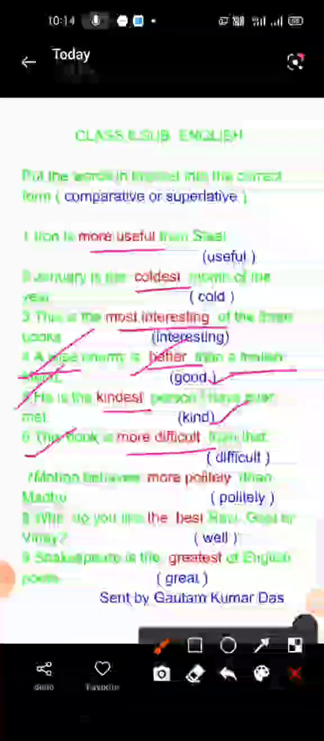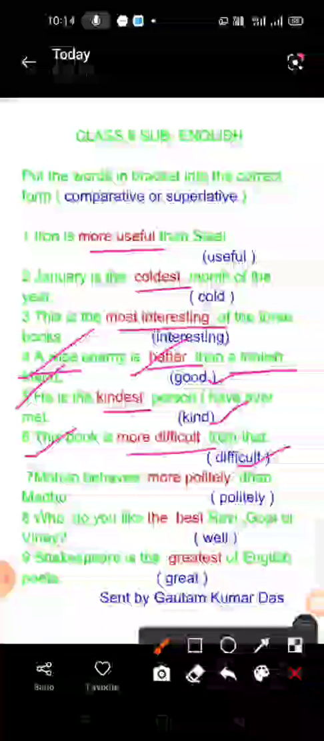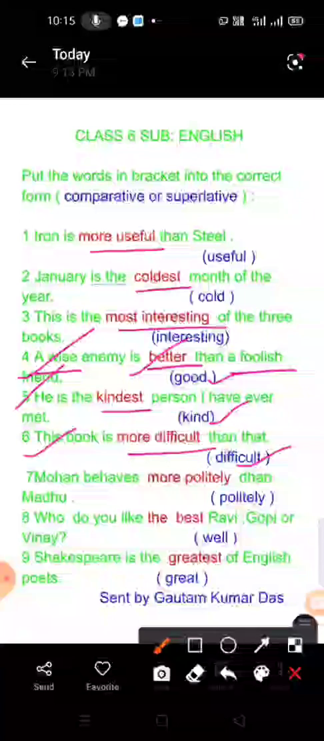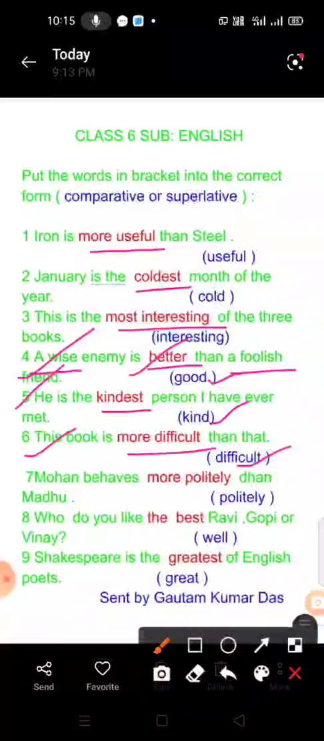Number 6, this book is dash than that. In the bracket I have given here the word difficult. Some words we use more and most before, big words, yeah? Difficult, interesting, important, such words you have to make comparative with more before them, and when you make them superlative degree, you have to write most before these words. More difficult and most difficult.